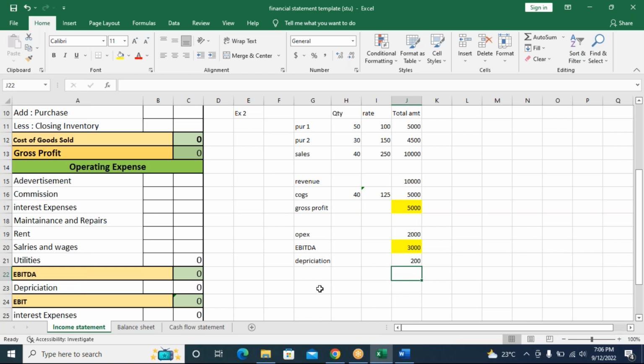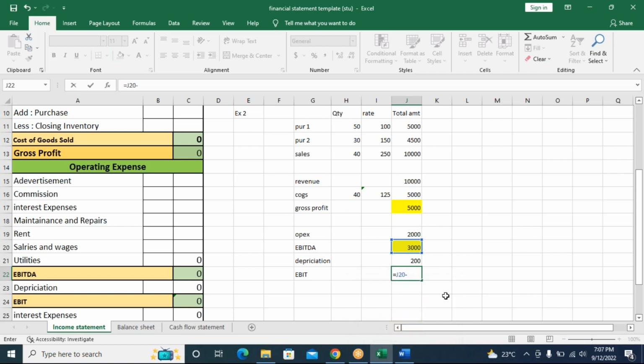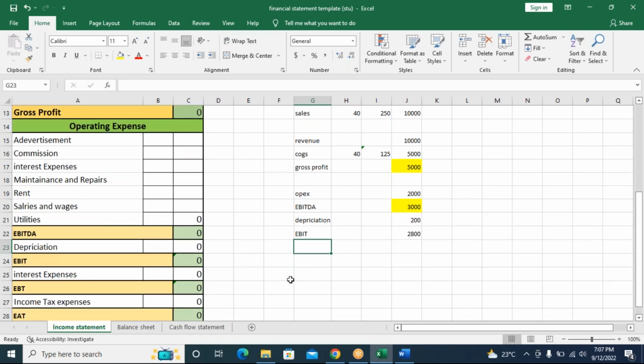Now once I calculate the depreciation, what will be remaining here? It will be EBIT. So EBIT will be equal to 3000 minus depreciation. Depreciation here I am giving as 200. So 2800. Okay. Next after EBIT, interest. So interest paid.